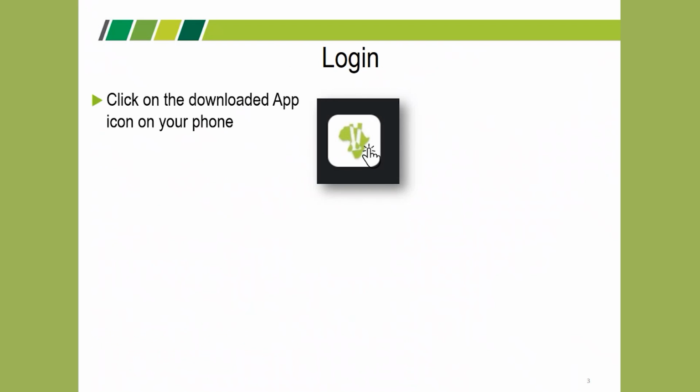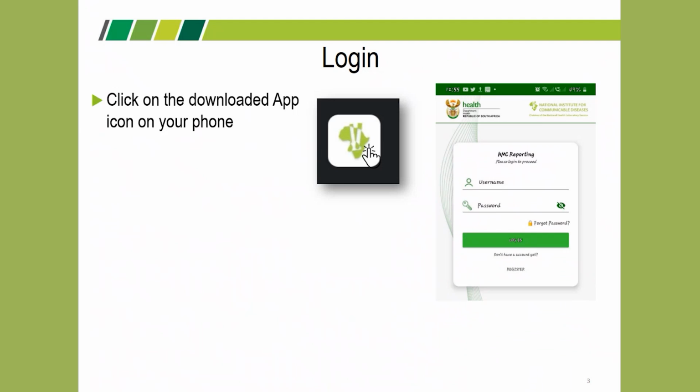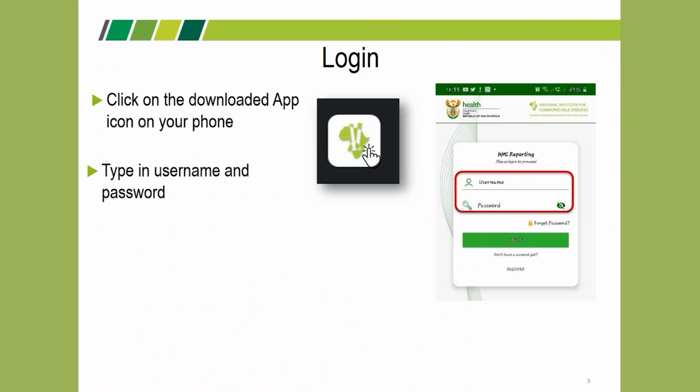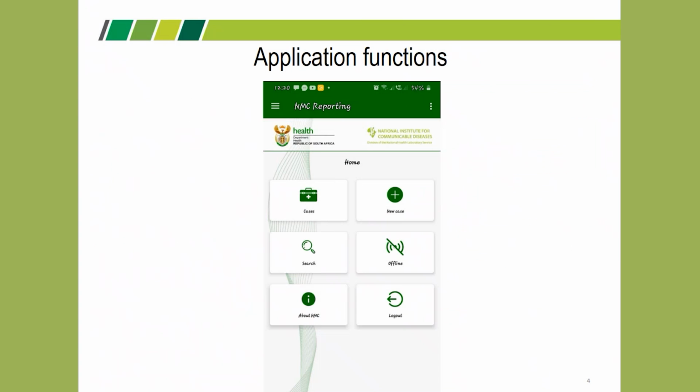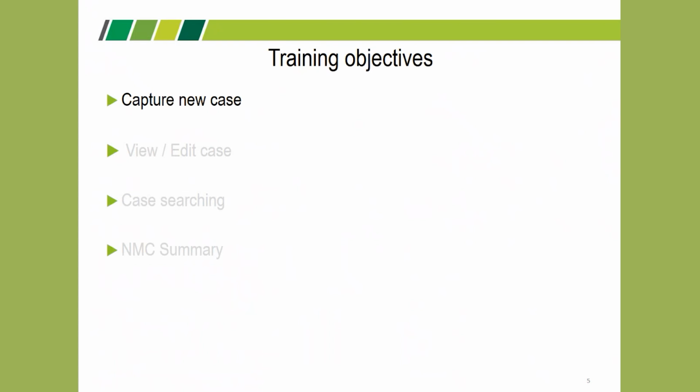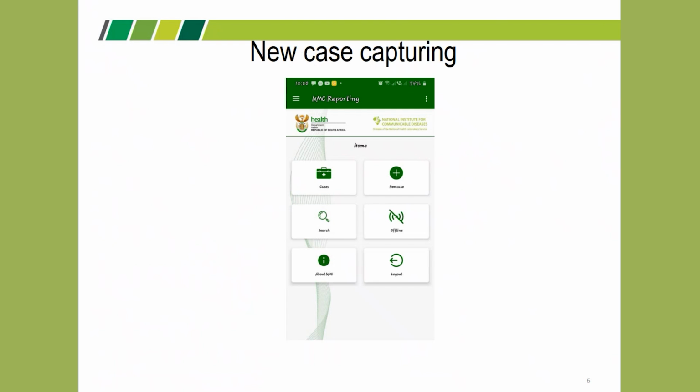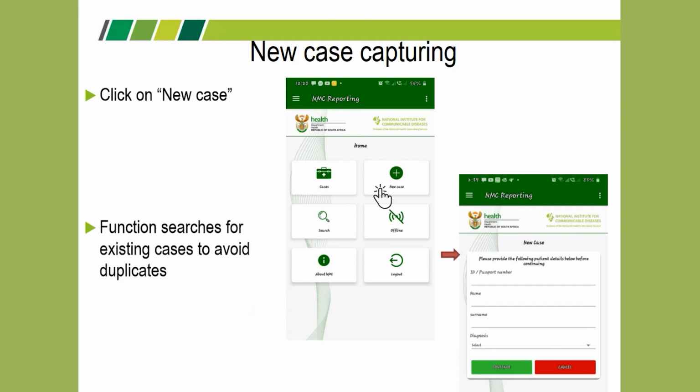You log in onto your app icon on your phone, type in your username and your password, click on login. Application functions, you will see cases, new case, search, and log out. But we're going to concentrate on capturing of a new case. So you go to new case, click that icon.